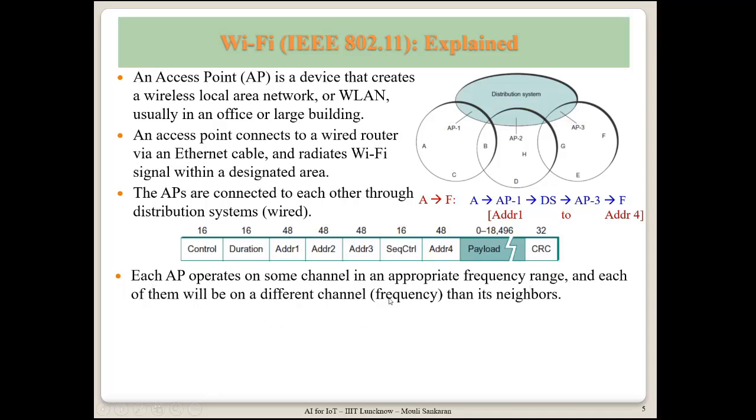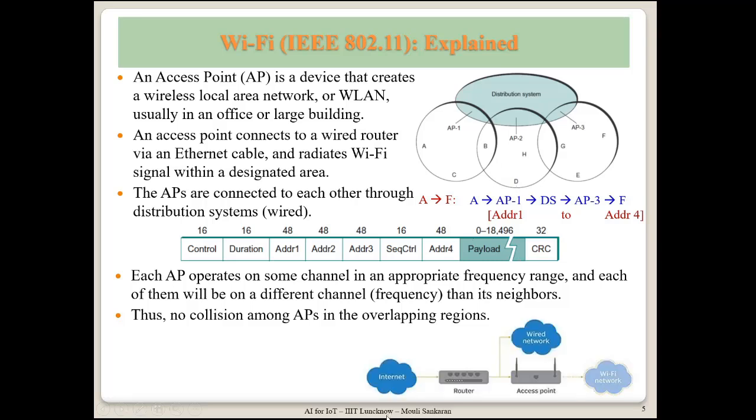So each AP operates on some channel. It's not that they operate on only one frequency. They have multiple channels so that all of your laptops can communicate in parallel with your Wi-Fi router. So there is no collision among APs in the overlapping region, because they are using different channels. There may not be any collisions.